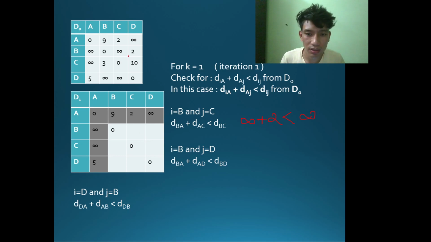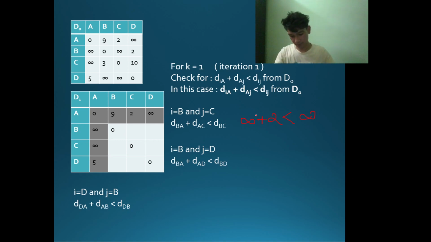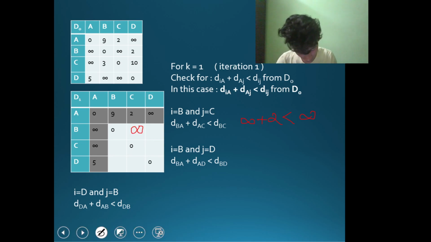We will keep the element as it is. So from the previous element it is infinity. So from there it will remain as it is, right? So this will be infinity.